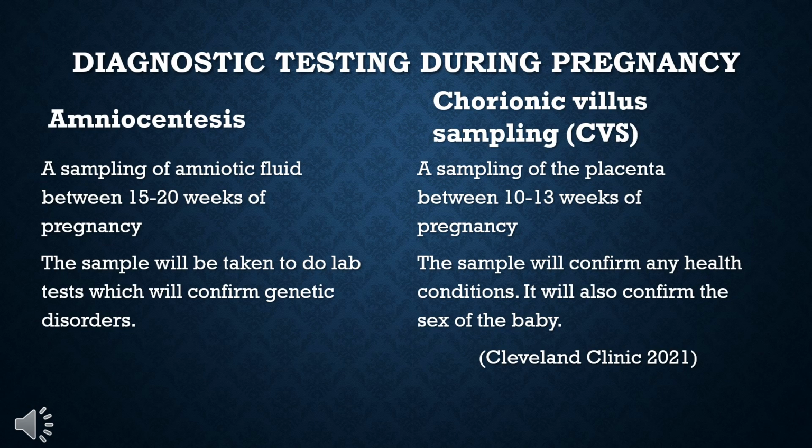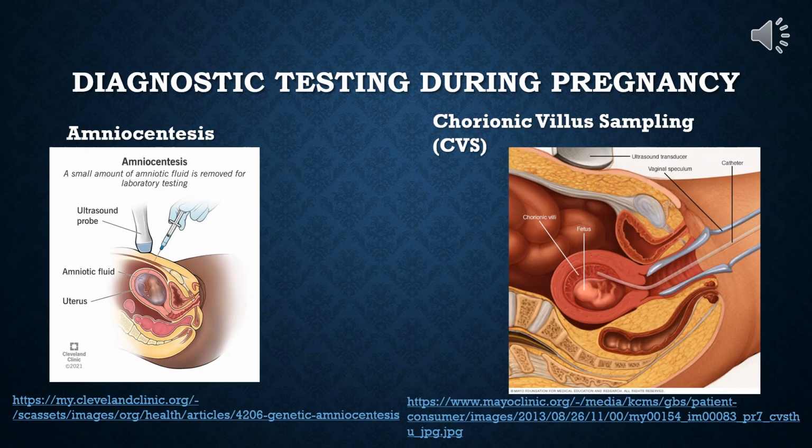The main 2 diagnostic tests done during pregnancy are amniocentesis and chorionic villus sampling. Amniocentesis is the sampling of amniotic fluid between the 15th and 20th weeks of pregnancy. CVS is a sampling of the placenta between the 10th and 13th weeks of pregnancy. Both samples will be taken to the lab to run tests that will confirm any genetic disorders. CVS also confirms the sex of the baby. The image on the left is amniocentesis and the image on the right shows CVS.